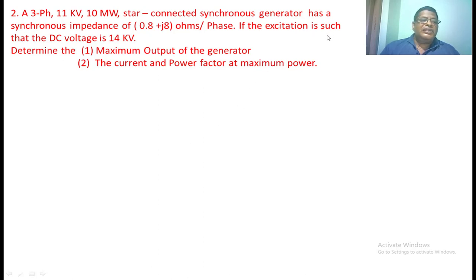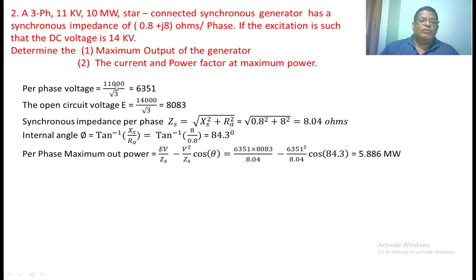If the excitation is such that the open circuit voltage is 14 kilovolt, this is nothing but the excitation voltage, the no load voltage. The per phase voltage V equals 11,000 by root 3, so we get 6,351 volts. The open circuit voltage E, also given in the numerical, is 14,000 divided by root 3, so we get 8,083 volts. The synchronous impedance Zs equals square root of X square plus Rs square. These values are given in the numerical. Substituting all the values, we get 8.04 ohms.